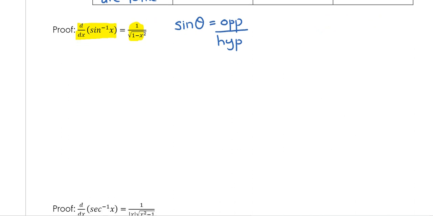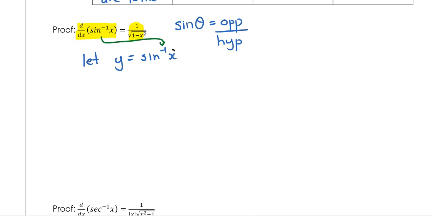Okay, so here we go. My very first step is I'm just going to let the variable y equal to the inverse of sine x. Okay, so I'm just going to drag that in over here and let y equal to sine to the power minus 1 x.